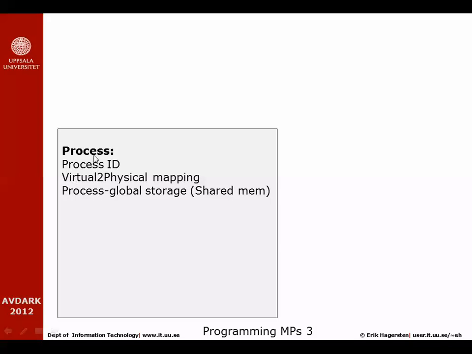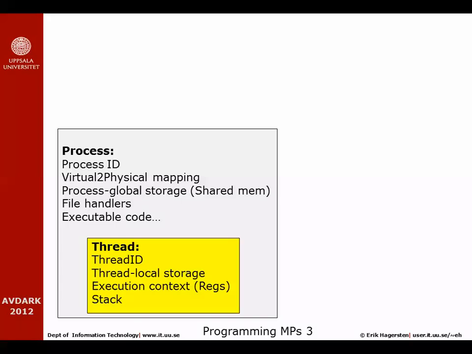Furthermore, typically you have some kind of process global storage, heap as well as static memory storage, that all computation in this process can access. You also have some higher level descriptors like file handlers and so on that exist at the process level, and also typically a process has some kind of executable code associated with it. Inside each process, you have at least one thread of computation, and that's where the real work takes place.